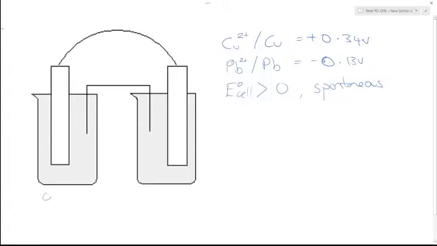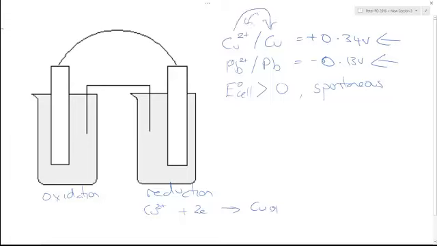Well, first of all, we know that the left-hand side for these is oxidation, and the right-hand side is reduction. It's just a systematic quality that we're doing this. When we look at these voltages, the more positive one is the one that gets reduced. So on this side, I'm going from copper 2 plus, gaining 2 electrons, and forming solid copper. It's because going this way is reduction, where going the other way is oxidation.